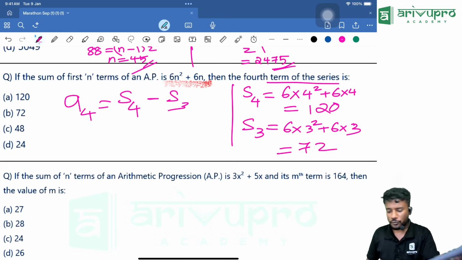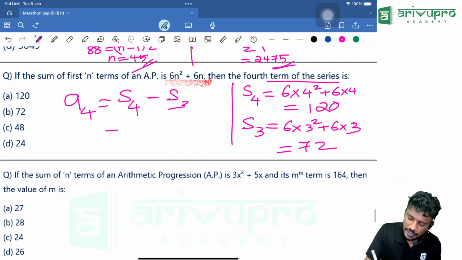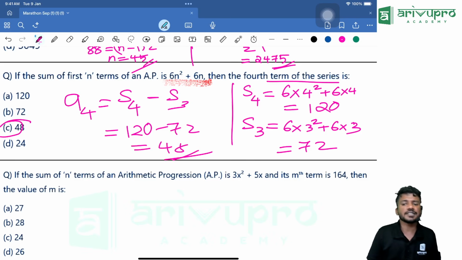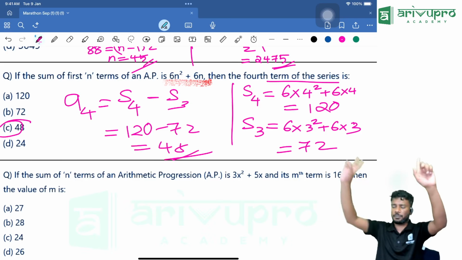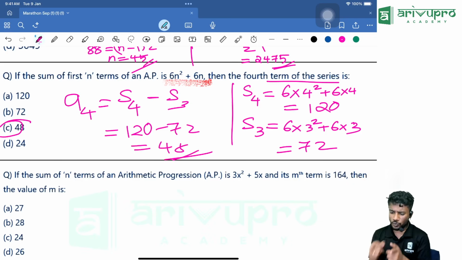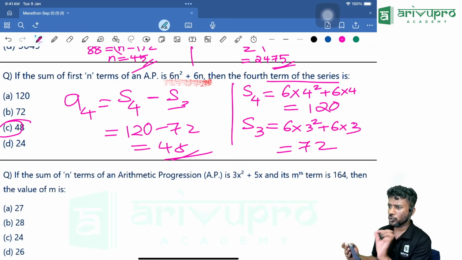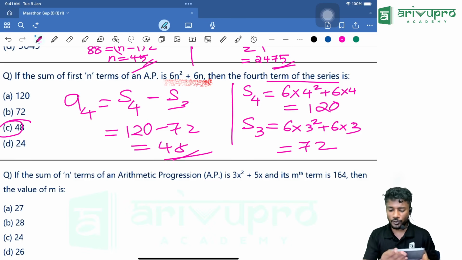72. Now you tell me, what is S4 minus S2? 120 minus 72, which is equal to 48. Option C is your answer. People, now will you do this entire thing by writing? Don't do that. Just use calculator. How will you do it on calculator?